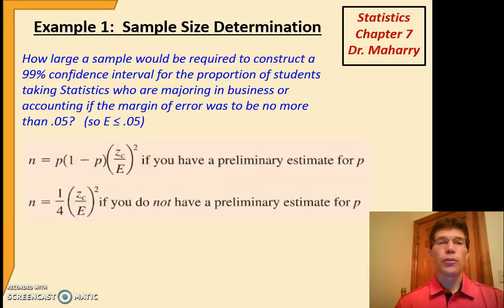So there are two formulas for this. n is p times 1 minus p times z squared over e squared, or 1/4 times z squared over e squared. And the difference is whether or not you have an idea of what p is. Because remember, p, the proportion, this is what we're trying to estimate. So if you have some sort of preliminary estimate of what it is, you can use that. From previous data, previous sample, or a lot of times in statistics we take a pre-sample to get an estimate of that, which we can then use to determine the sample size. If you don't have an estimate, you just simply plug in a half, and that's where that 1/4 comes from. A half times a half is 1/4.